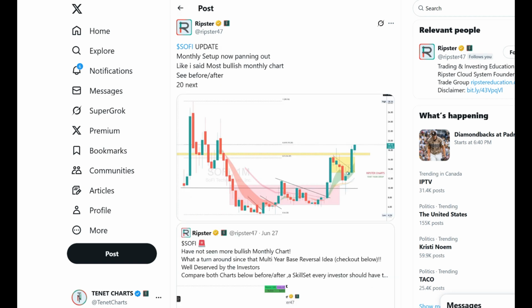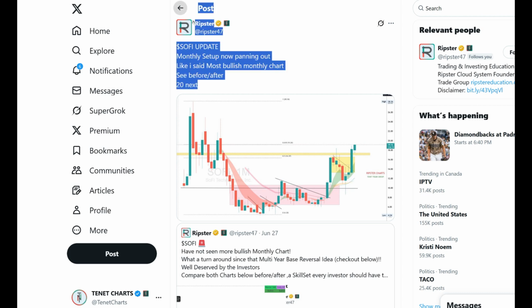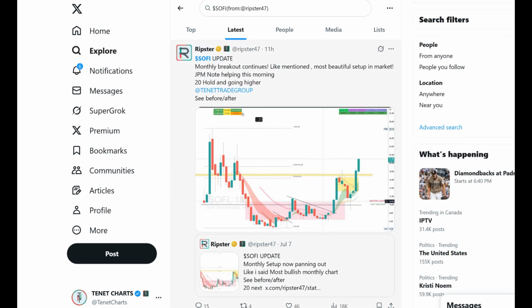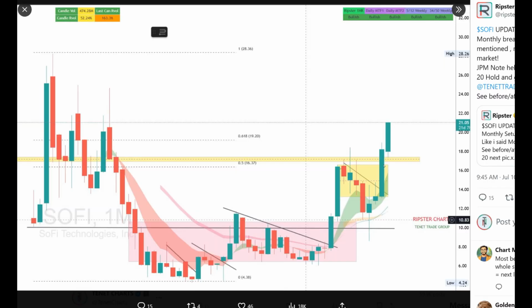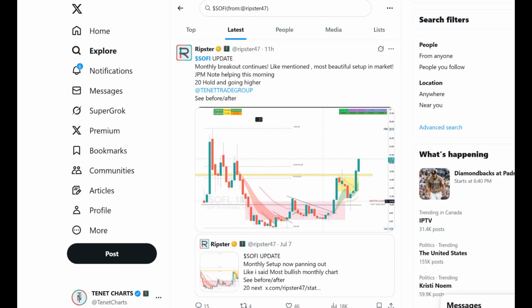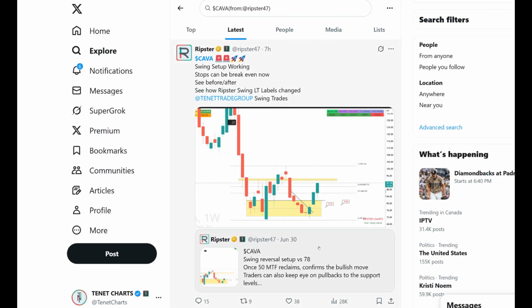So what happens next? We break out. I gave the target of 20 on the swing trades. We break out further. We hold 20, we see higher. So you see we hit 21. So you see how the breakout was right here and we push. You could make a decent amount of money on your options or your shares trading this breakout setup, right? So that was SOFI. So what was CAVA?